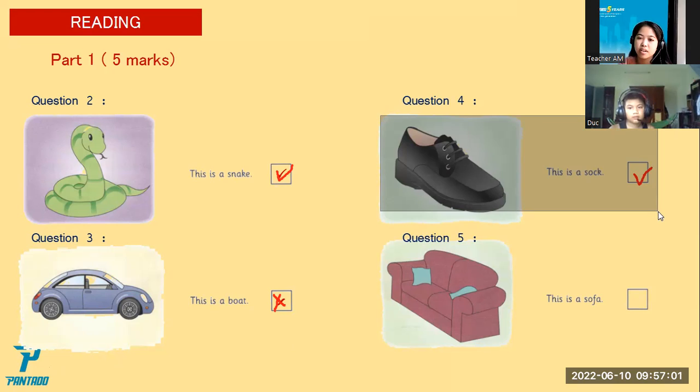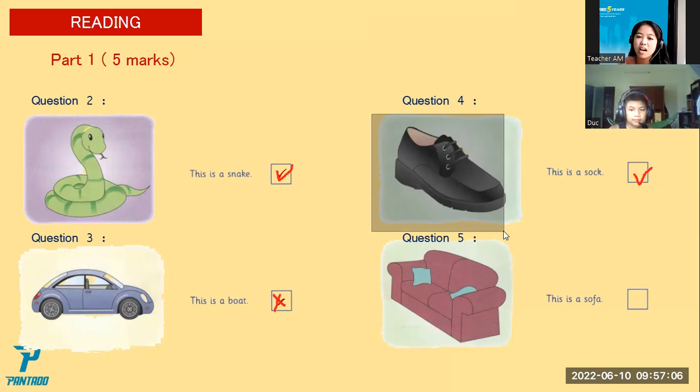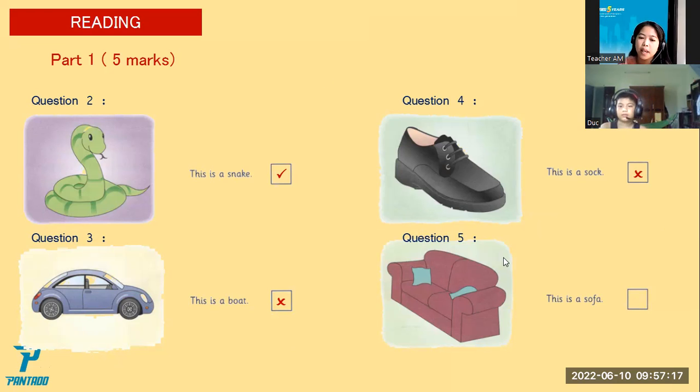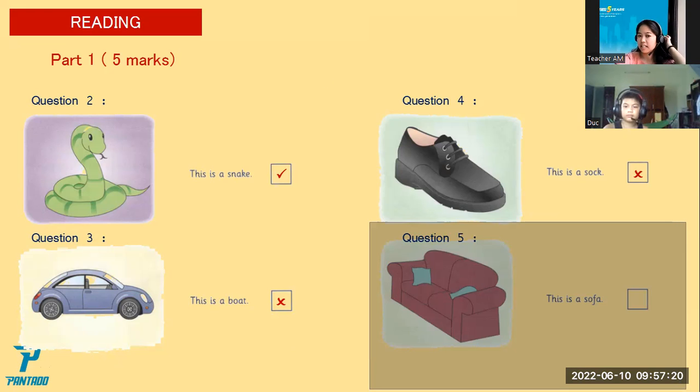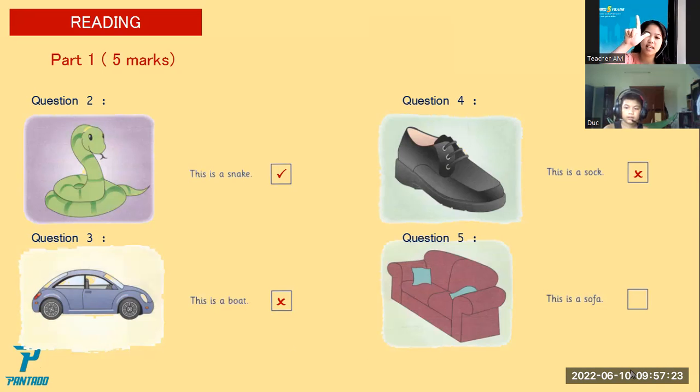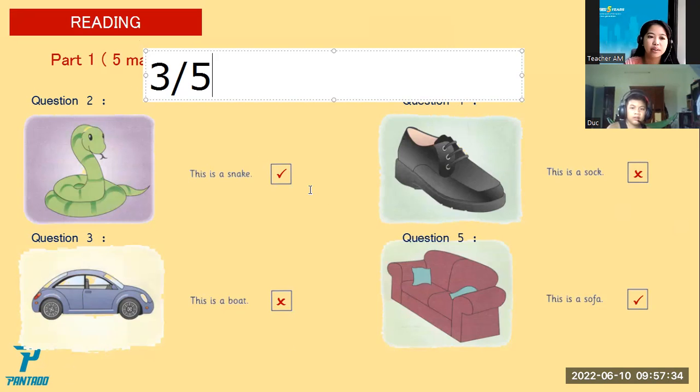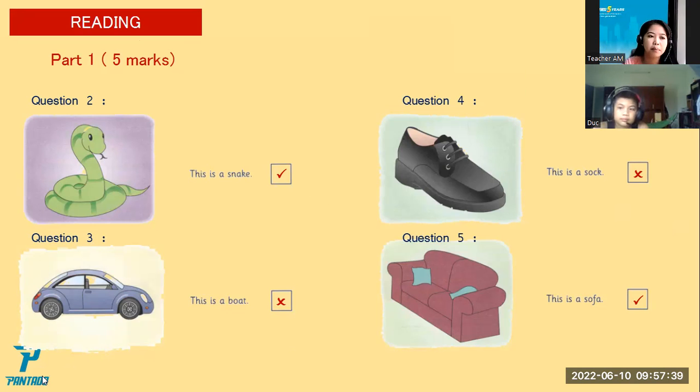Kindly look at the picture. This is a sock. Is this a sock? Yes. Okay, this is cross because it is a shoe, not a sock. This is a shoe, not a sock. Okay, how about number five, Duke? This is a sofa. Okay, is that a tick or a cross? Okay, that's a tick. So for this one, in part one, you got 3 out of 5. Okay, so now let's proceed with part two.